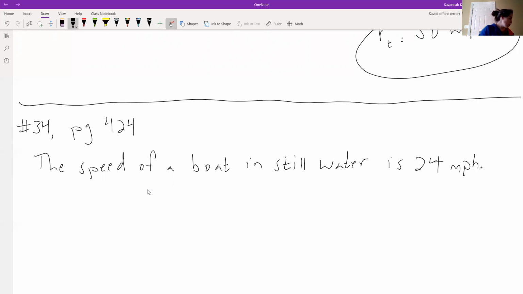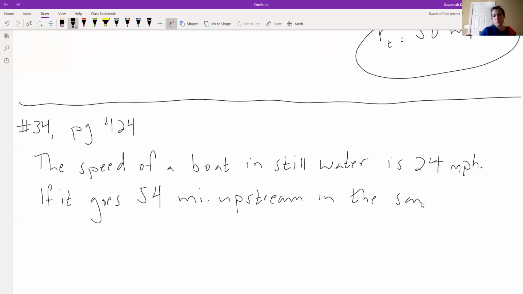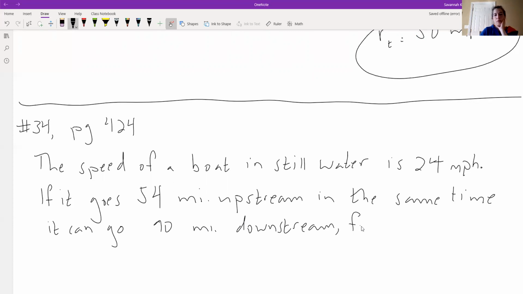Okay, the speed of the boat in still water is 24 miles per hour. Now, if that boat can go 54 miles upstream in the same time that it takes to go 90 miles downstream, find the speed of the current.